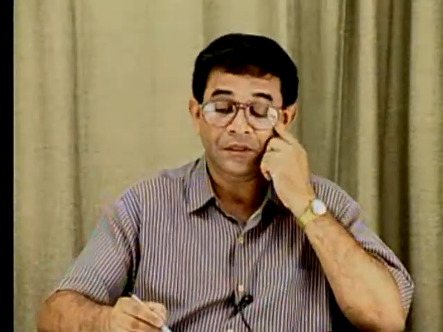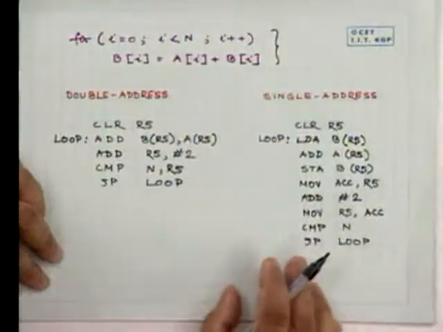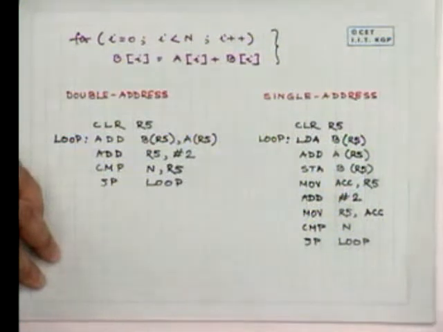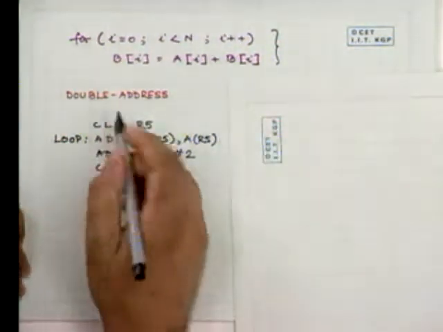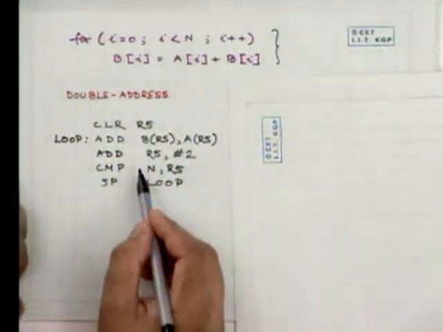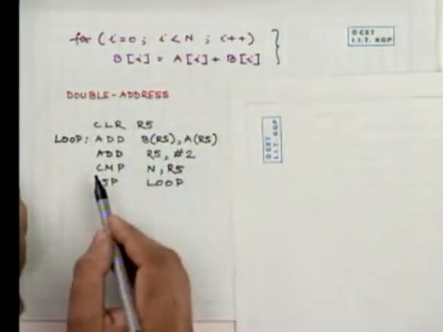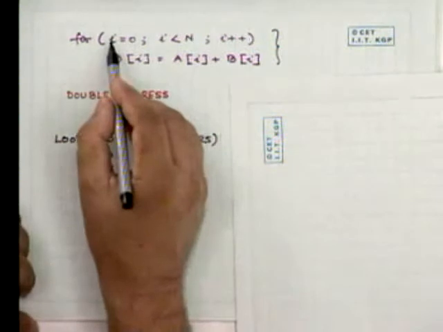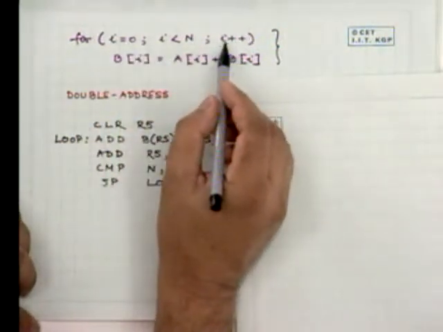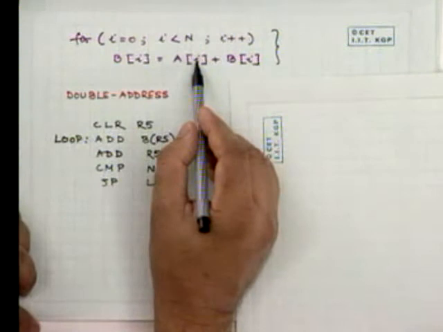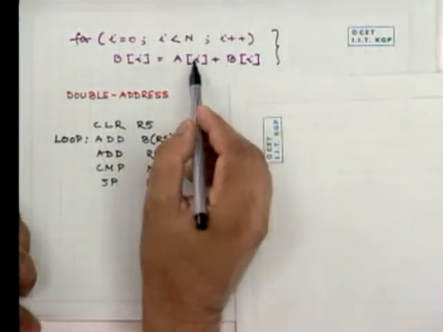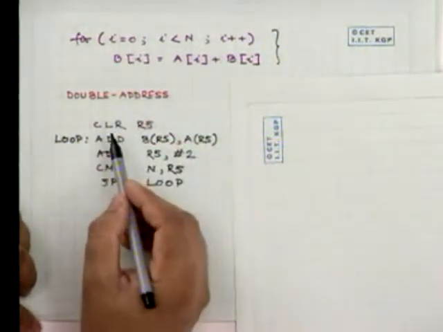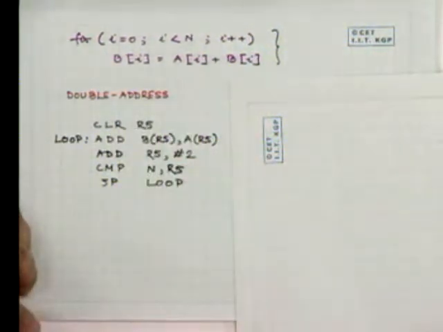Right. Let's take an example. Say you take a high-level language program statement, a for statement in C. A double address assembly language code may look somewhat like this. It says that for I equal to 0, I less than n, I plus plus, that means increment I, take the content of AI, take the content of BI, add them and store as a content of DI. The assembly language form will be somewhat like this.